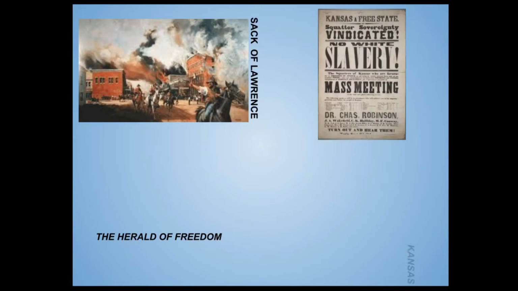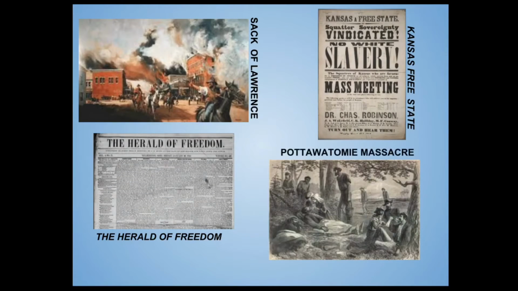Senator Stephen A. Douglas proposed the Kansas-Nebraska Act, which abolished the Missouri Compromise line of latitude that divided the free states from the slave states. It allowed settlers in the territories to decide whether they should become a slave state or a free state. This is called popular sovereignty.